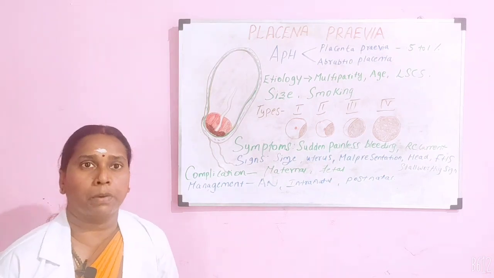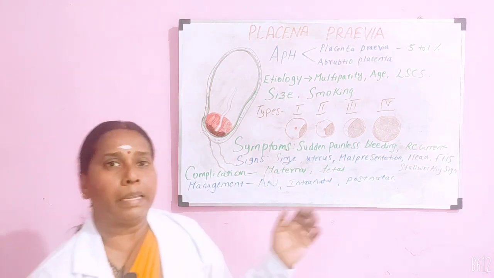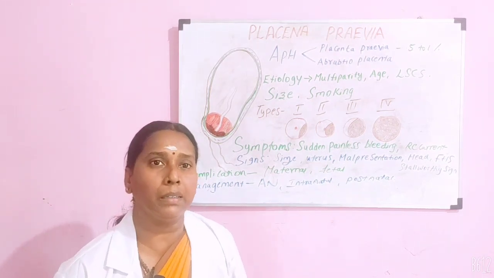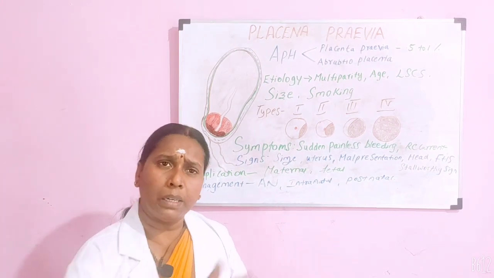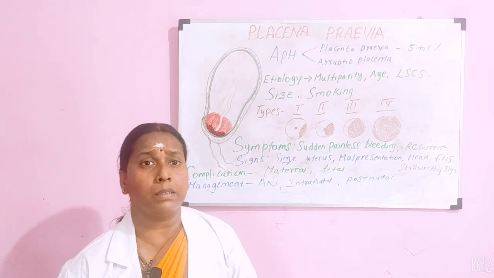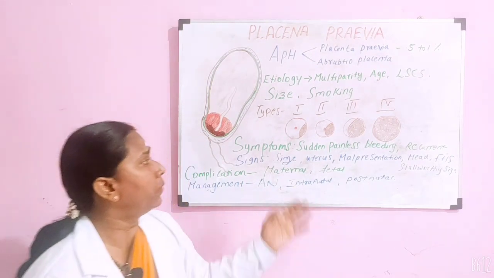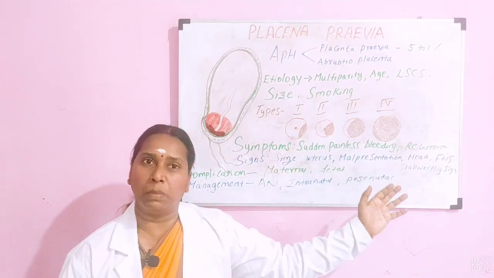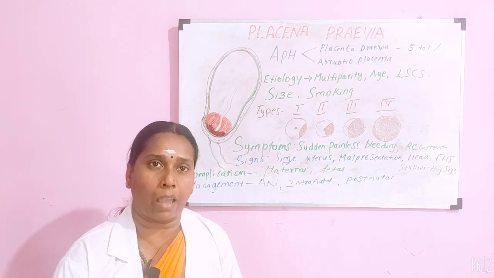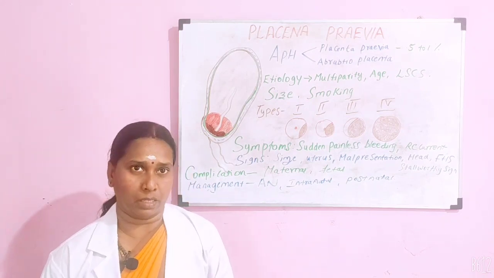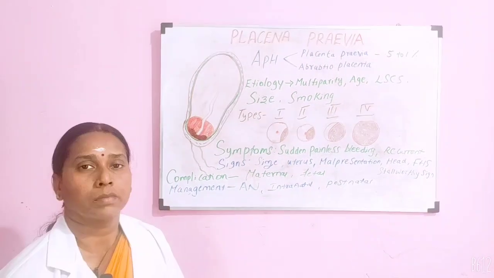Most of the time a woman rushes to a PHC or a hospital saying that she is having bleeding without any reason. Maybe during sleep she gets bleeding, or early morning when she is getting out of bed she complains of bleeding. So the first symptom is sudden painless bleeding, which happens recurrently. That is the first symptom a woman is going to report.